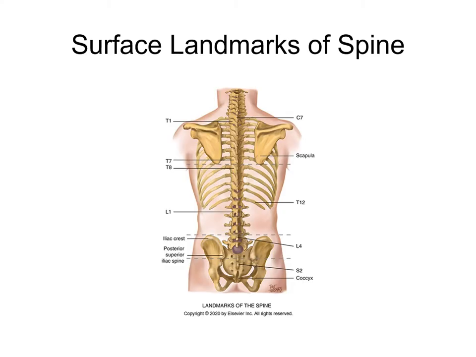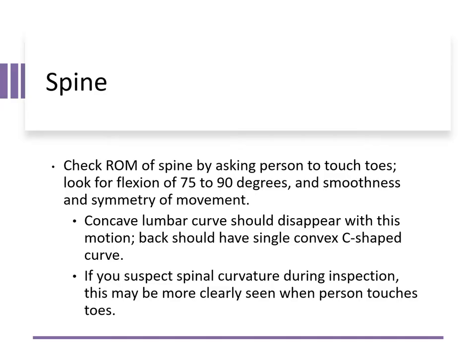I wanted to show you some important landmarks of the spine. Notice the positions of the cervical spine, scapula, thoracic spine, lumbar spine, and the sacral area. During inspection, spinal curvature can be best seen when the person touches their toes. The spine should be straight, and the concave lumbar curve should disappear when touching the toes.